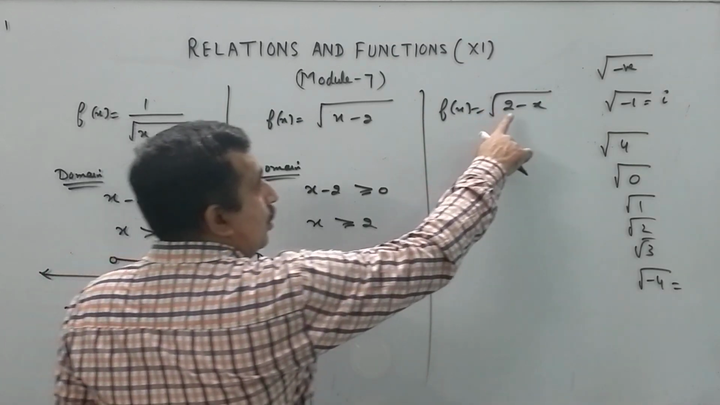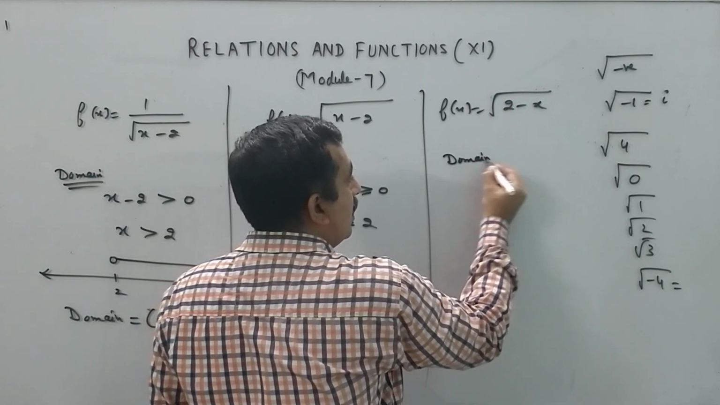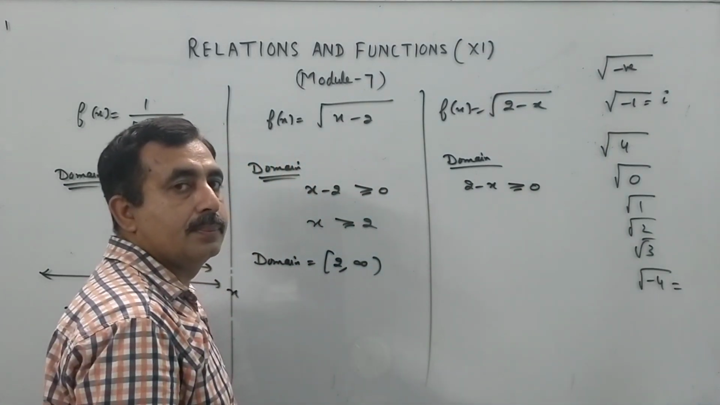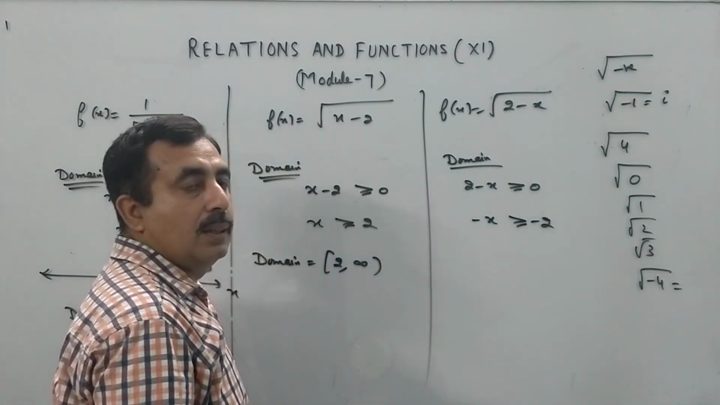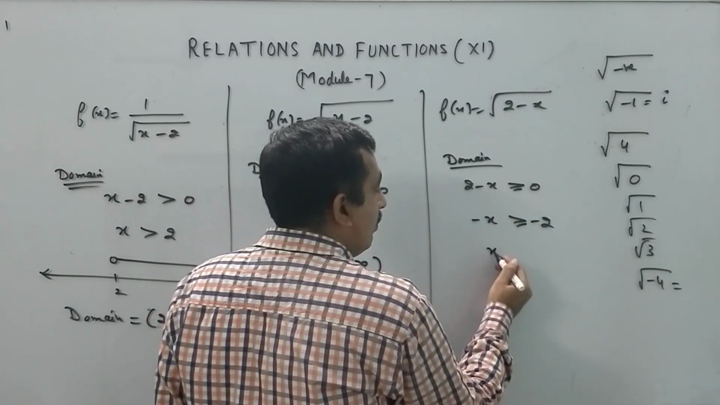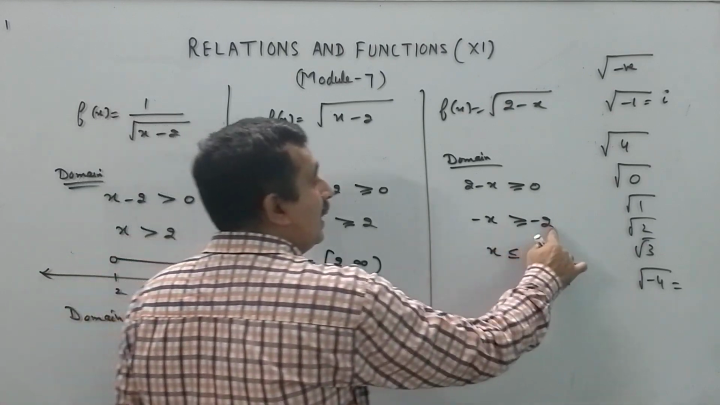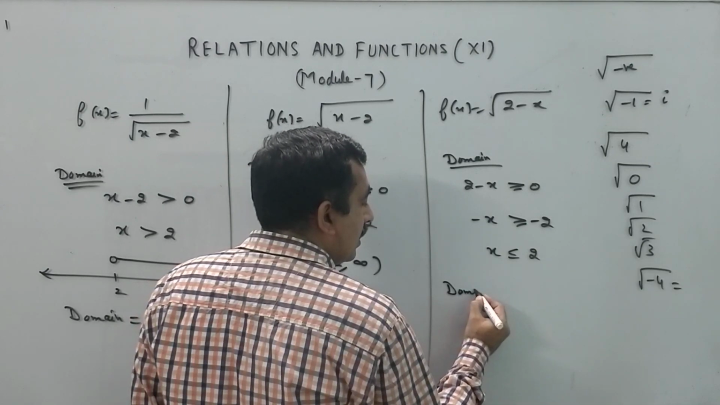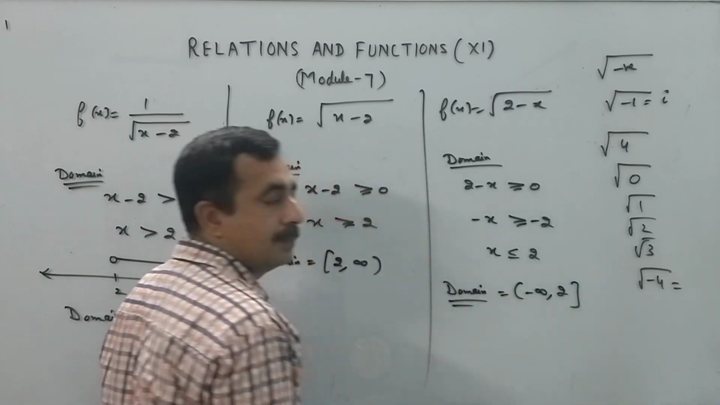See again, 2 minus x in the numerator. So for the domain, 2 minus x should be greater than or equal to 0. It means minus x should be greater than or equal to minus 2. And when we cancel the minus sign in an inequality, the inequality sign changes. So x should be less than or equal to 2. And when x is less than or equal to 2, therefore the domain is minus infinity to 2 closed.